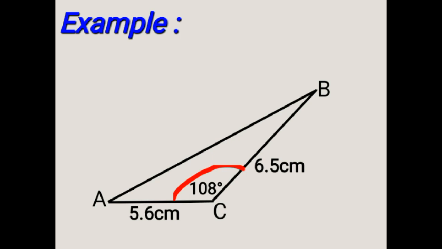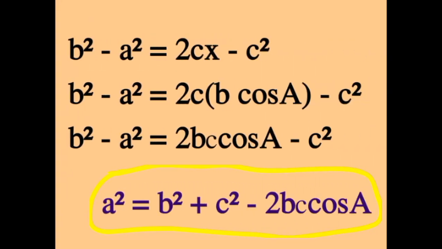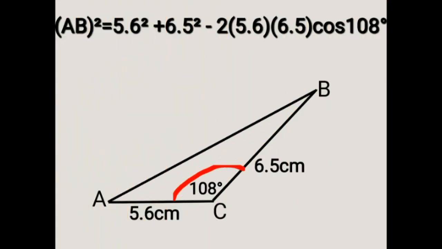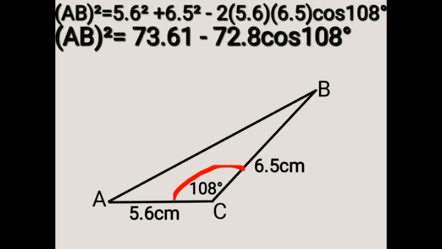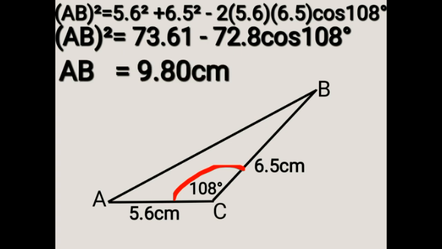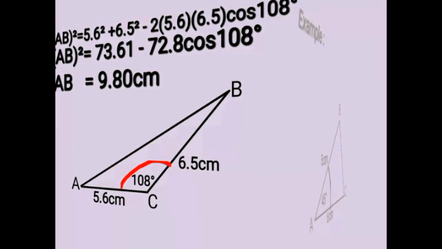Now here we know the lengths of the two sides AC and BC and the angle between them. So using this formula, we can find the length of the missing side AB. So AB squared equals 5.6 squared plus 6.5 squared minus 2 times 5.6 times 6.5 cos 108 degrees. Then AB squared equals 73.61 minus 72.8 cos 108 degrees. So AB equals 9.80 centimeters. Here I gave the answer to three significant figures.